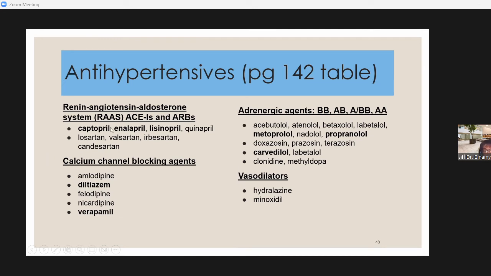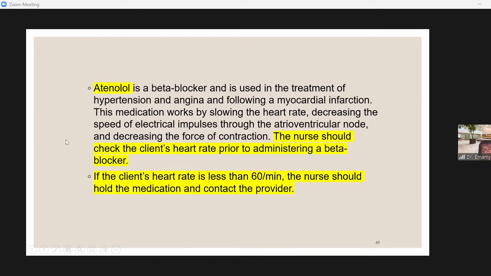Beta blockers have the suffix -olol, like atenolol, propranolol, or carvedilol. Two important points regarding beta blockers: they cause bradycardia, a slow heart rate. So if a patient's pulse rate is less than 60 beats per minute, hold the beta blocker. Don't give it. Hold the medication and contact the healthcare provider. And atenolol and other beta blockers are not good for a patient who has asthma.